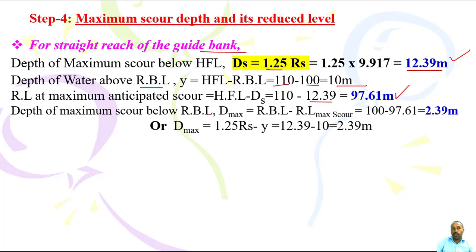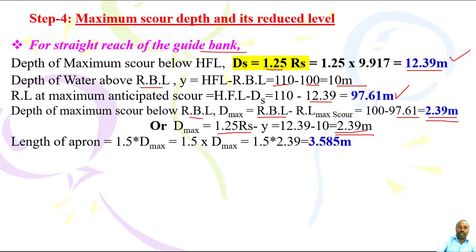And depth of maximum scour below river bed level now. Maximum scour depth below river bed level is river bed level minus reduced level of maximum scour, which is this one, 7.61. So you have 2.39 meter below the river bed level. Or you can use this one, coefficient 1.25 R_S minus Y, which is the water depth. You get this one. So this is the depth of maximum scour below river bed level. And length of apron will be 1.5 times D_max. So already D_max completed. Then this is the length of the apron. Length of the apron 3.585.